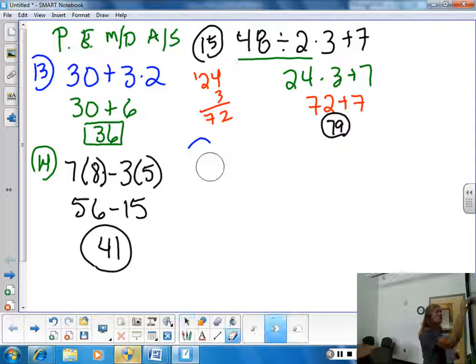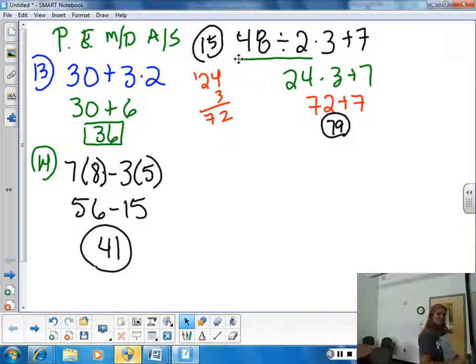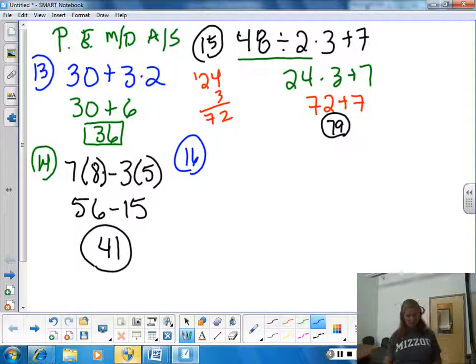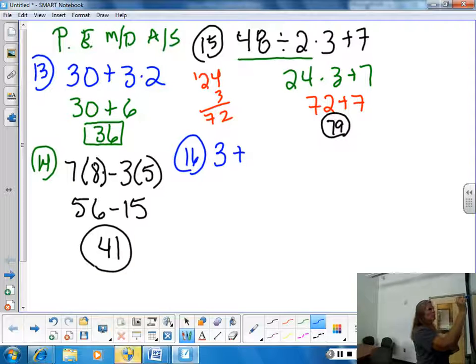Why did I skip 16? Because I don't count very well, apparently. Let's see what 16 looks like. Looks like something like this: 3 plus 4, and in parentheses, 12 minus 6.